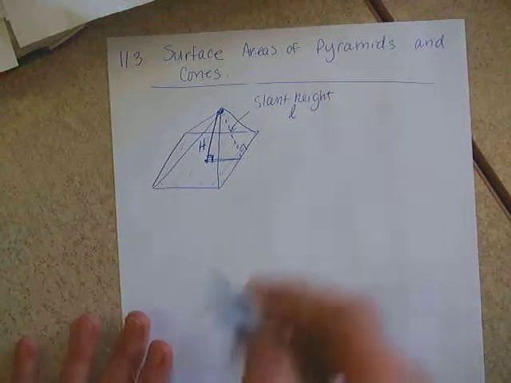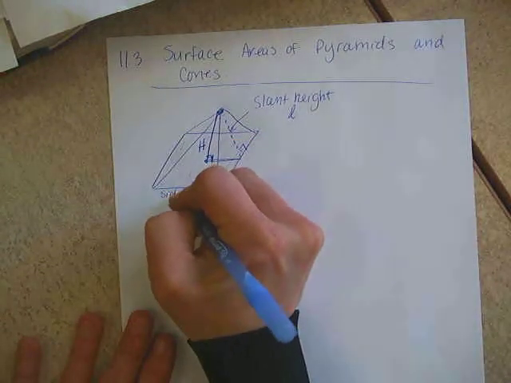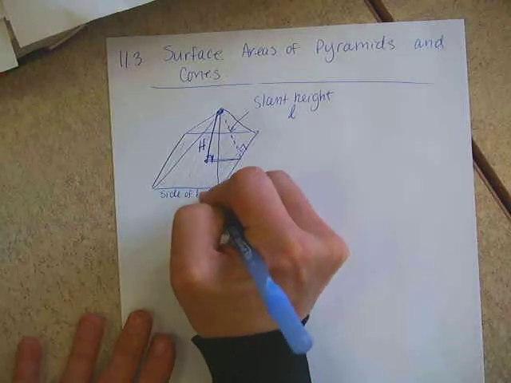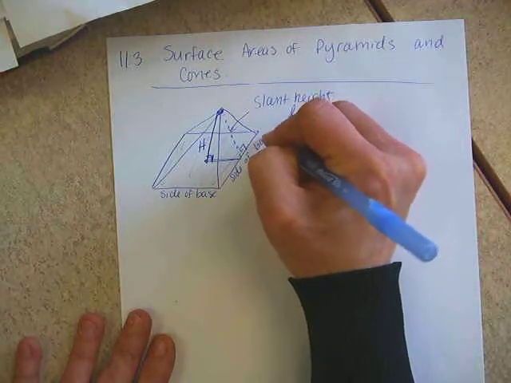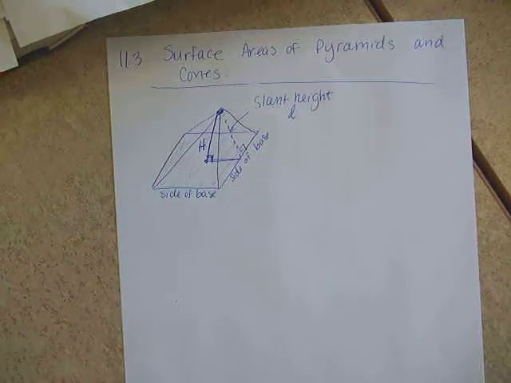All right, so in our drawing, this would be a side of the base, and this would be a side of the base, and of course, the other two. One of the first things you need to identify is the shape of your base. For surface area, you need a slant height, and with those two things, you should be good to go.